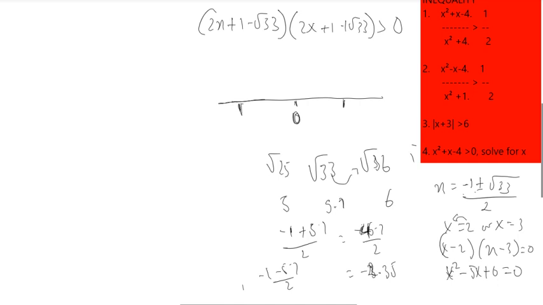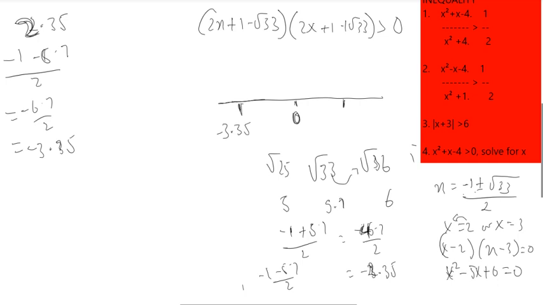Alright, so here now we have, for the first one, minus 1 plus 5.7 over 2, which gives 2.35, and the second one is minus 1 minus 5.7, over 2, which is minus 6.7 over 2, equal to minus 3.35, right? So we're getting these two values. Now we're going to put them on our number line. The negative one is minus 3.35, and the second one is 2.35.